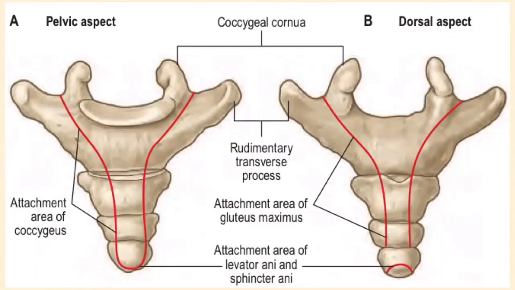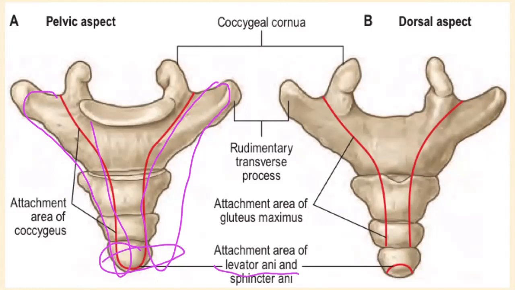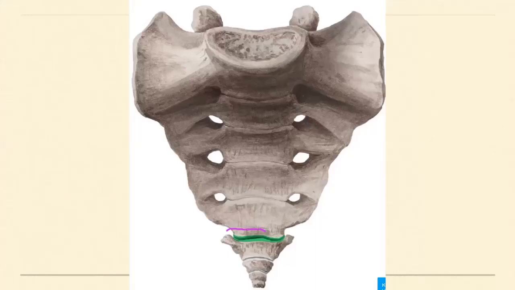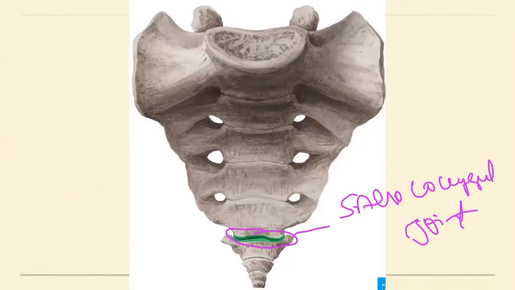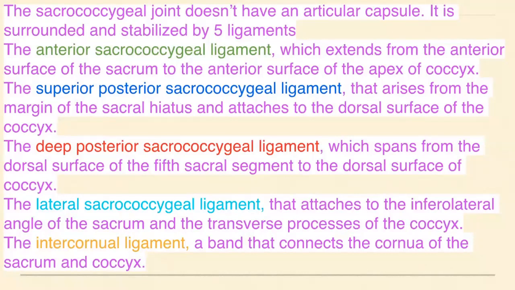So this is the pelvic surface, this is the dorsal surface. Here attached are the coccygeus, and here the attachment of levator ani and sphincter ani. Right? This is the dorsal aspect, that means back, posterior aspect. Here there is gluteus maximus. See, this is the sacrococcygeal joint. Right? These are how we have already seen that.